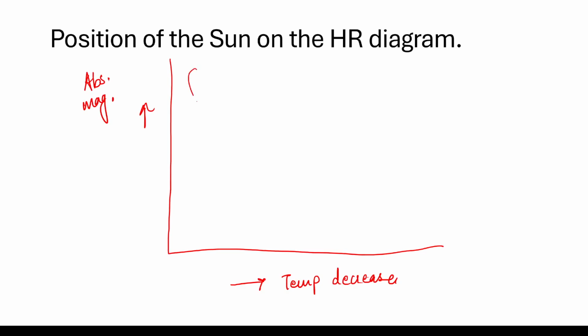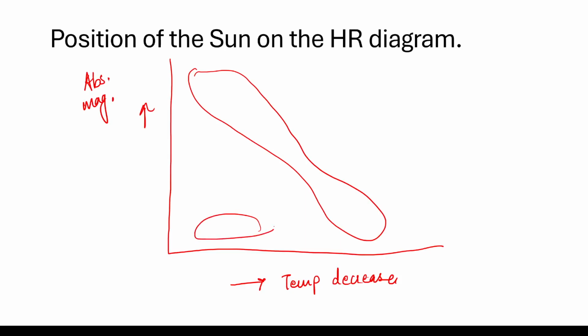Okay, here you have the main sequence. Upon my drawing, here you have white dwarfs, giants, and then supergiants. So the sun is somewhere here. It has around 6,000 Kelvin temperature, so somewhere here. And why is it here? Because it is still using up hydrogen. It has not finished all of its hydrogen.